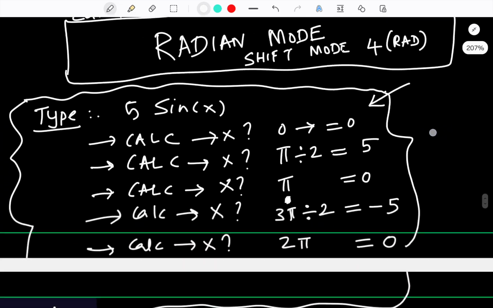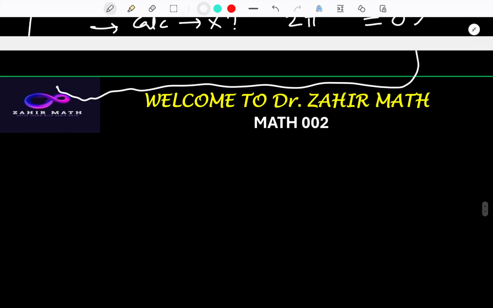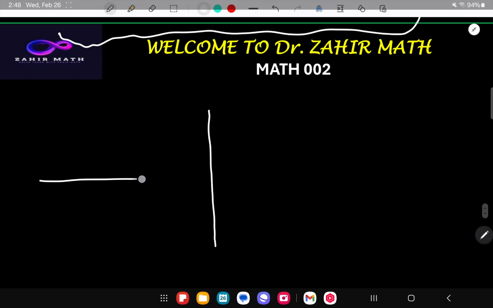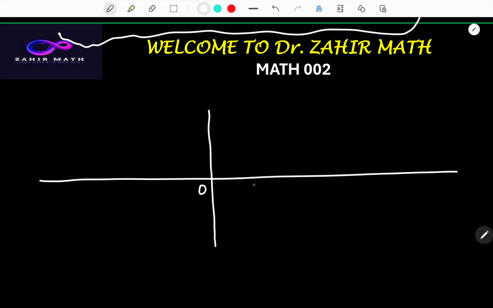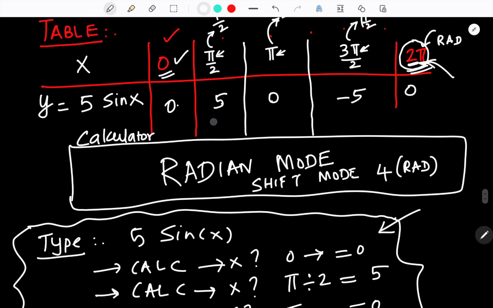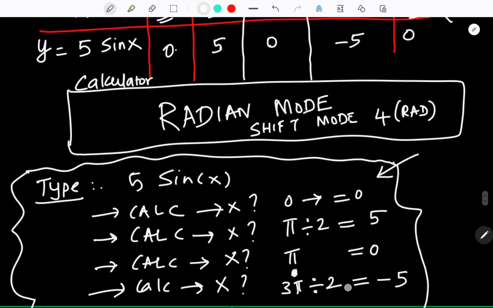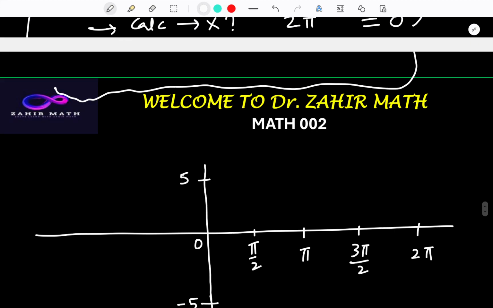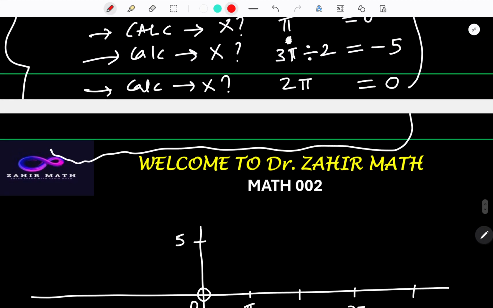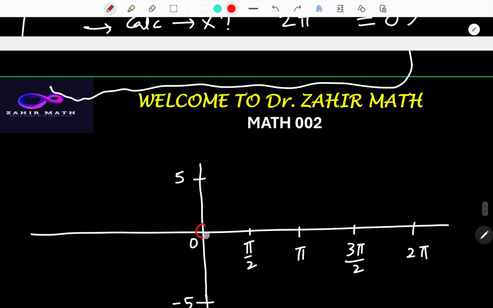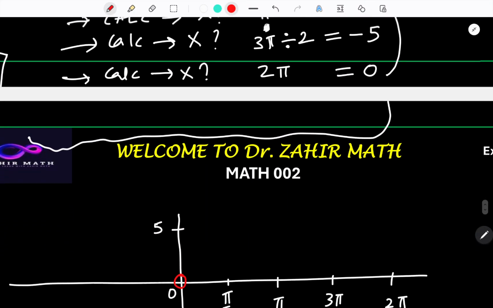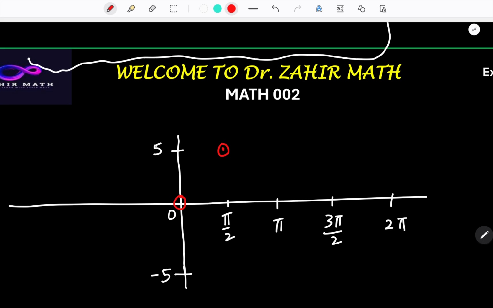Now you have to draw the sketch. Let's draw a neat and good sketch. Now you're going to write the points 0, pi by 2, pi, 3 pi by 2, and 2 pi. The maximum distance we reached is 5, -5 and then 0. So this is 5, and this is -5, right? Sine 0 is 0, so the point is 0, 0. The next point is pi by 2, 5. At pi by 2, this point is 5. So I'll just put a dot.